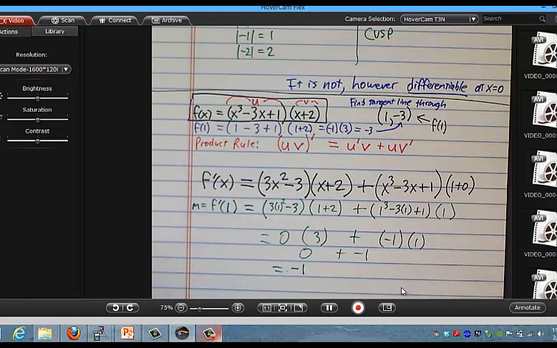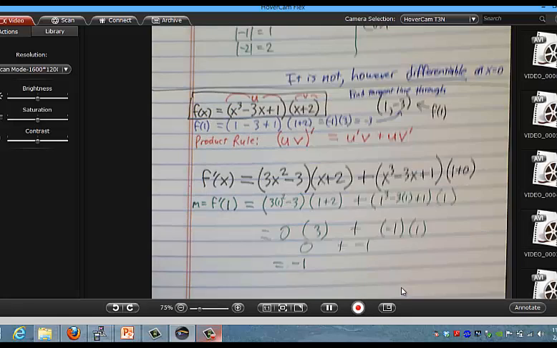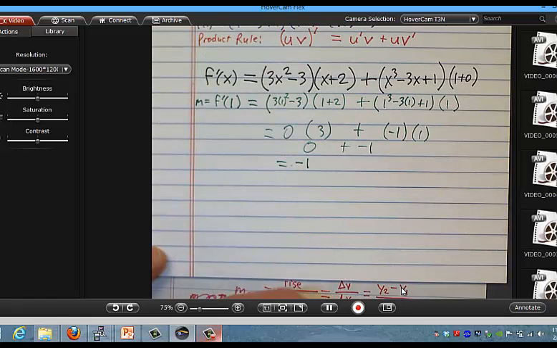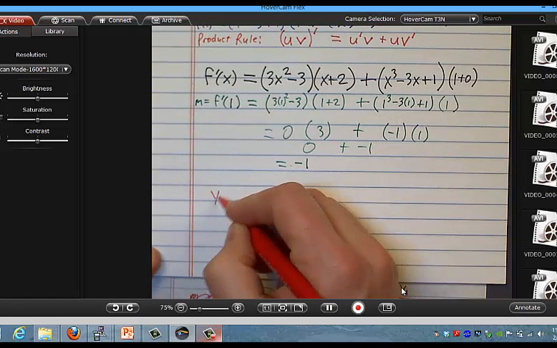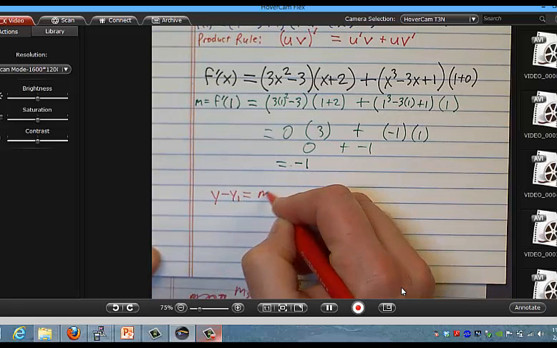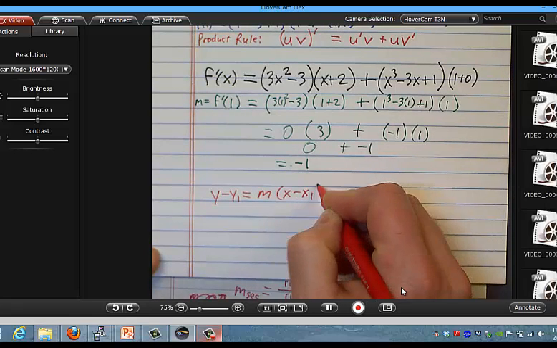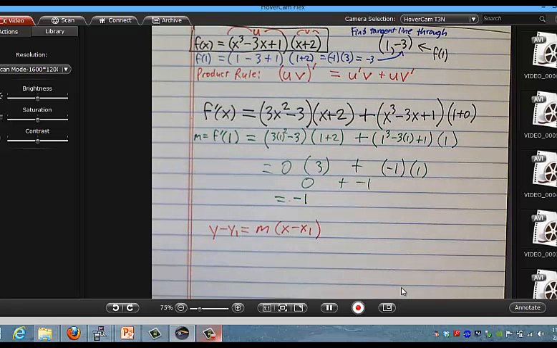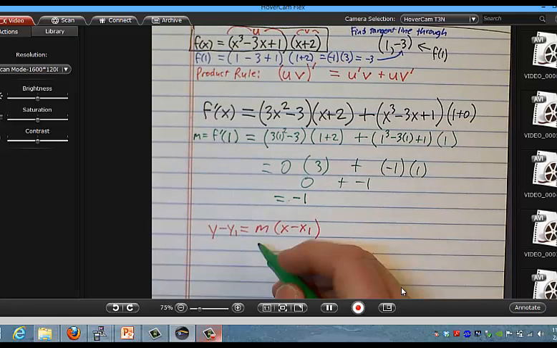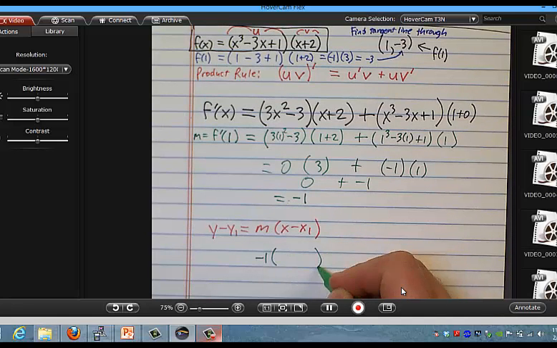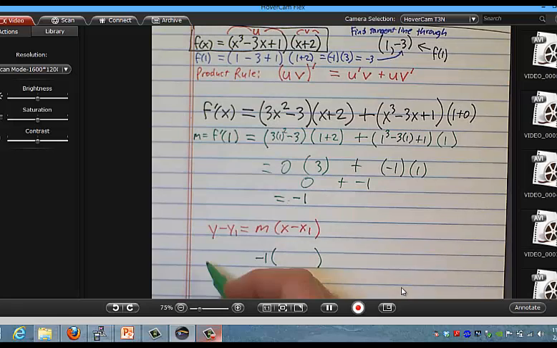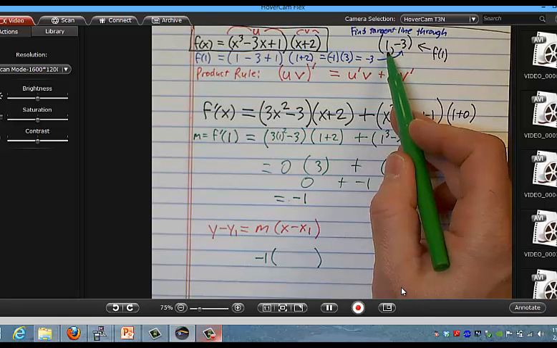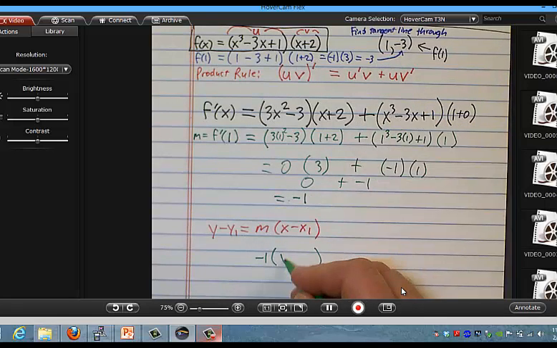So, we found the slope of the tangent line, but we have to find the equation of the tangent line. Tell me what form to use. Okay, so let's write it down. y minus y1 equals m times x minus x1. We know what m we're going to use. Negative 1. What about the other stuff? So that 1 up there, that's my x. So this is going to be x minus 1.